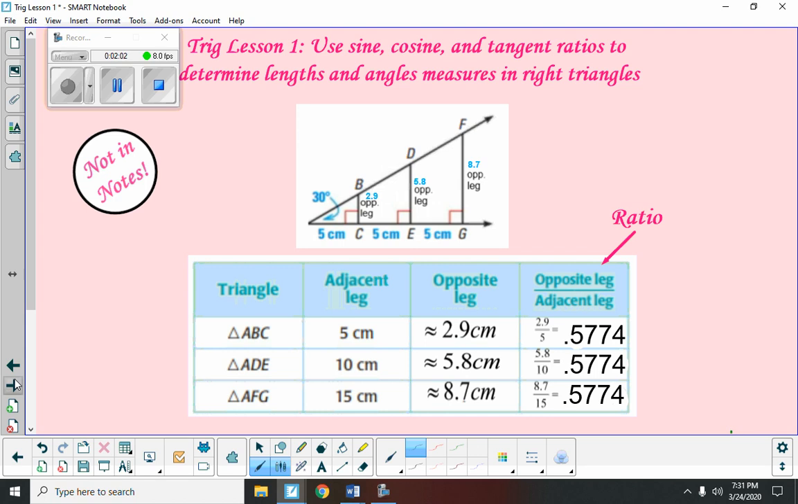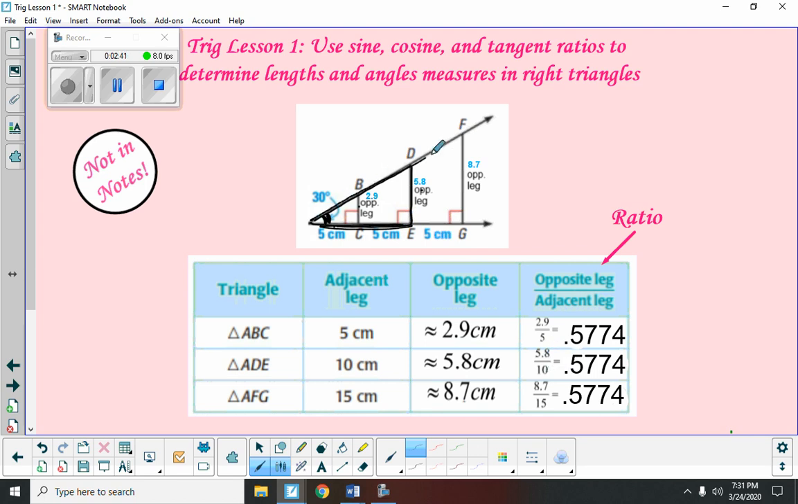And if you look at this picture right here, if you remember back to geometry, we would say that all three of these triangles are called similar, which means the sides are proportional. So if this is your 30-degree angle, if you look at the ratio of the opposite over the adjacent, it's 2.9 over 5, which is equal to 0.5774. If you're looking at this triangle, the side opposite the 30 is 5.8. The side adjacent would be 10. 5.8 over 10 is also 0.5774.